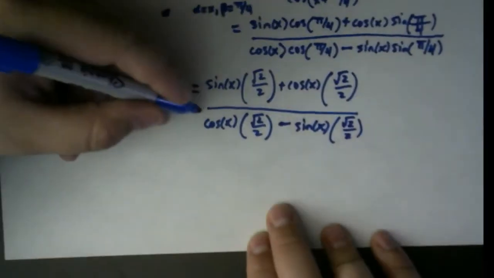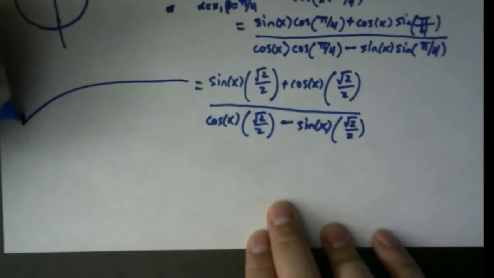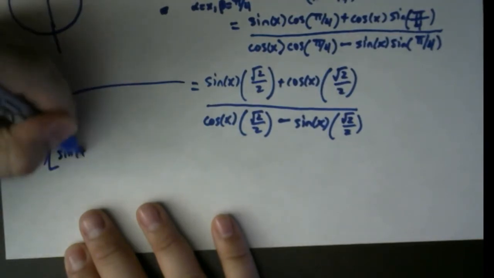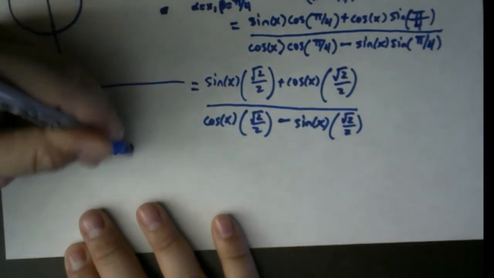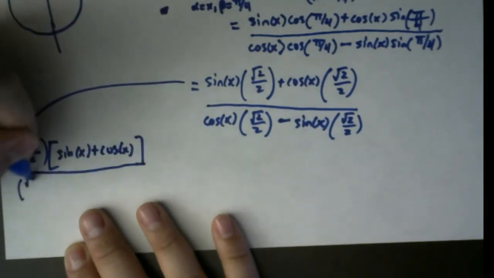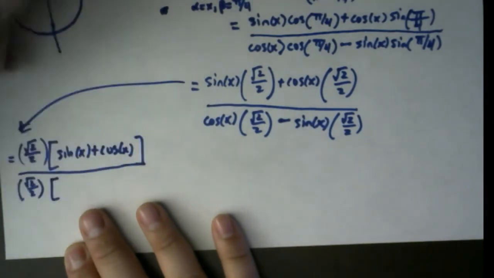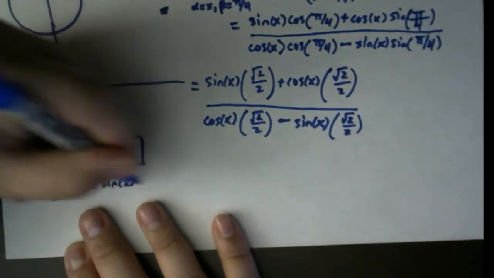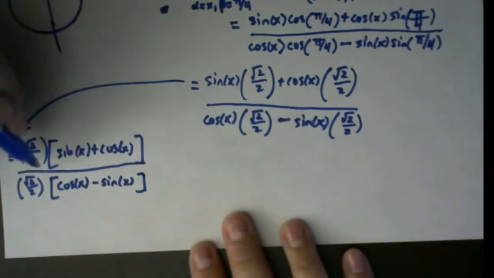So what I'm going to do is move over here just to give myself some more room. And I'm going to factor the root 2 over 2 from the first term, and I'll be left with sine x plus cosine x. And I'll do the same on the bottom. I'll factor that root 2 over 2 out, and I'll be left with cosine x minus sine x. So at least that gets rid of those things.